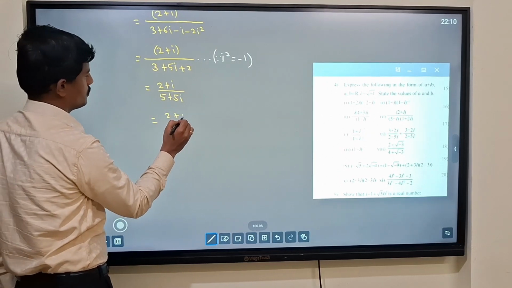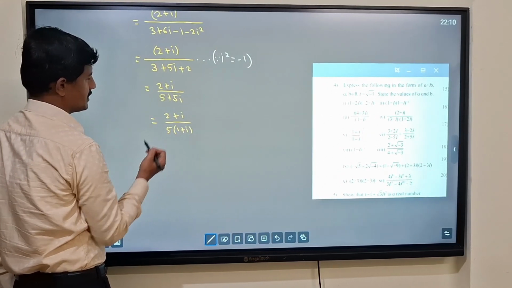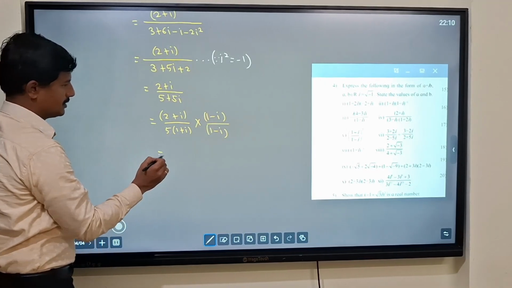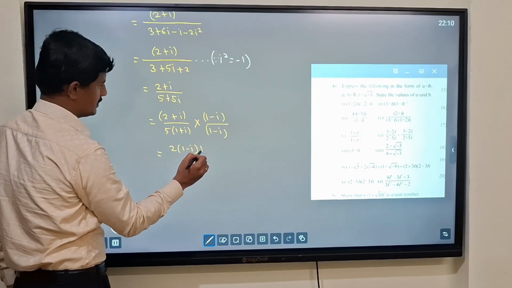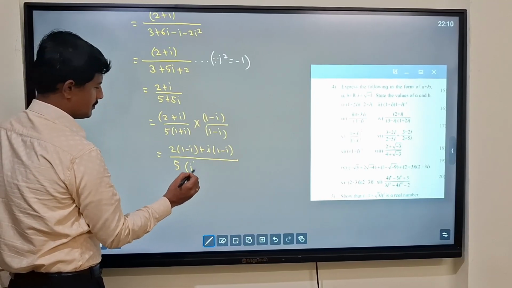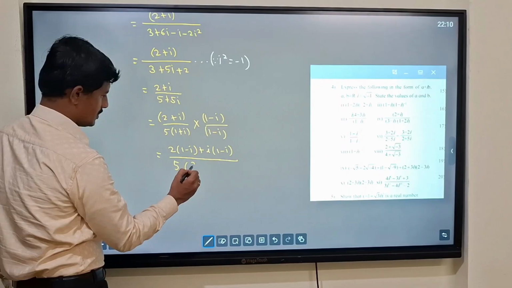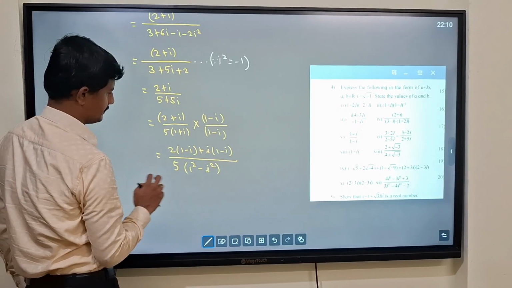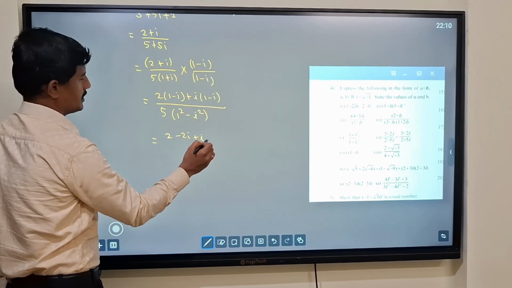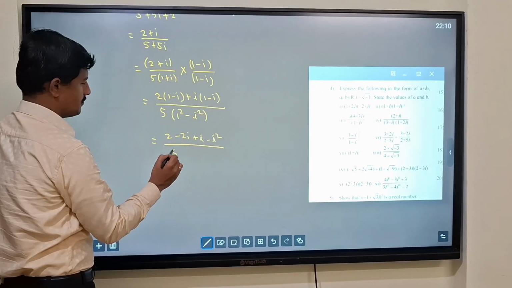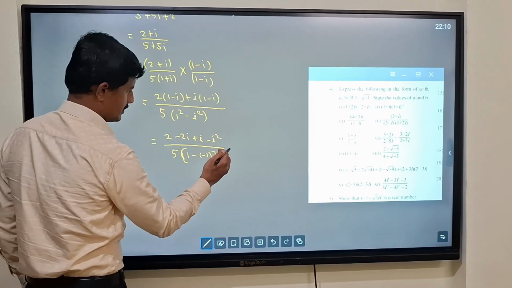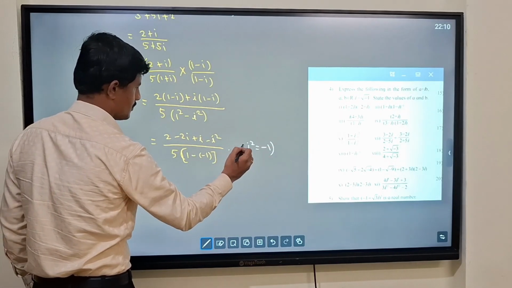Here we will take 5 as a common. This becomes 1 plus i. Rationalize it. 1 minus i upon 1 minus i. Multiply this. 2 into 1 minus i plus i into 1 minus i upon 5 in bracket 1 square minus i square. This becomes 2 minus 2i plus i minus i square upon 5 into 1 minus of minus 1. Reason: i square equal to minus 1.